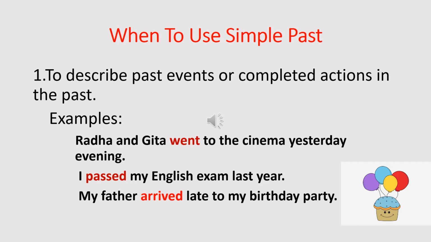Now let us see when to use simple past. The first one is to describe past events or completed actions in the past. For example, Radha and Geeta went to the cinema yesterday evening. I passed my English exam last year. My father arrived late to my birthday party. Here the verbs are went, passed, arrived. They are in simple past tense, that is V2 form.